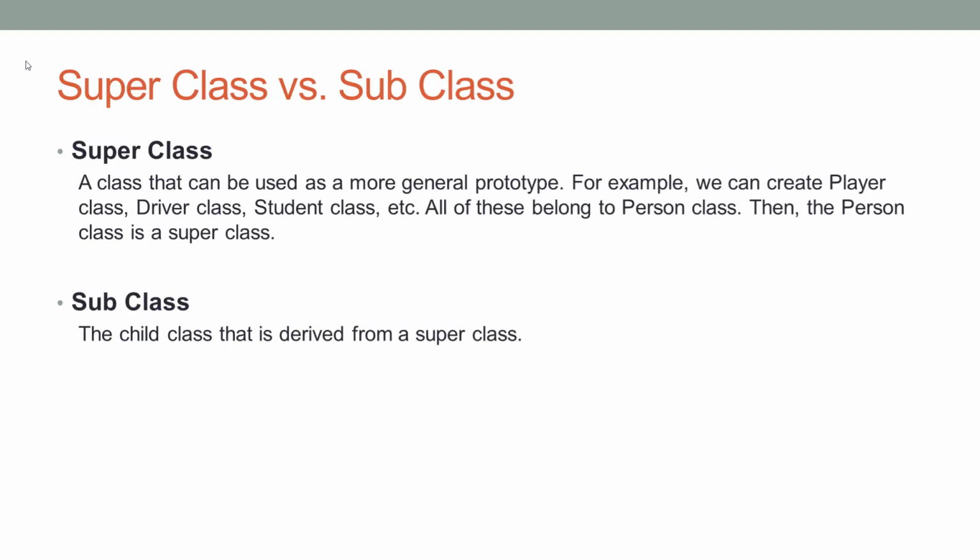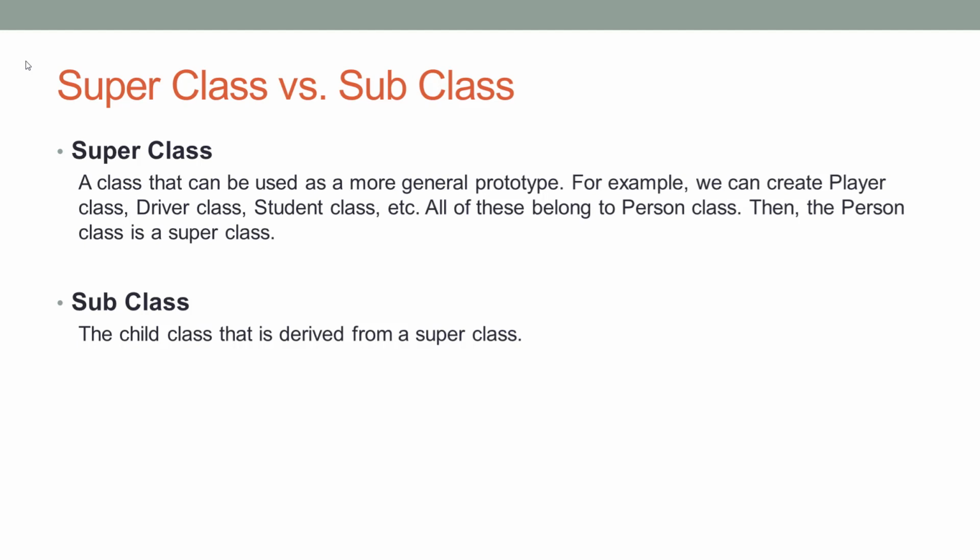Before we talk about inheritance and polymorphism, let's learn two new concepts. The first one is called a superclass. The second one is called a subclass. A superclass is a class that can be used as a more general prototype. For example, in our project, we could have a class called a player. We could have the second class called driver. We could have the third class called a student.